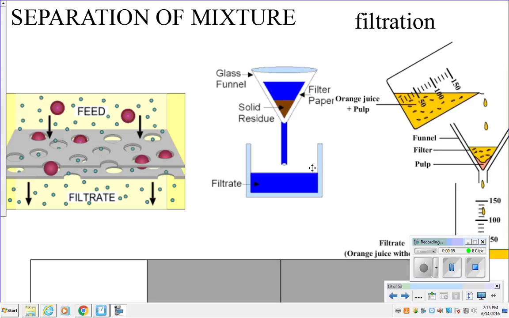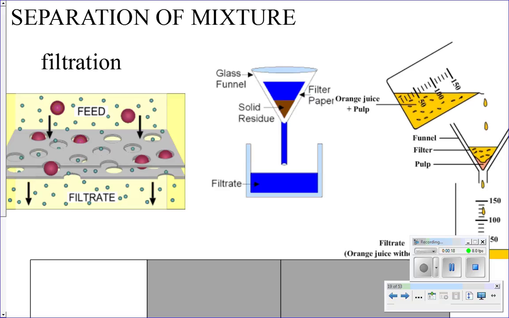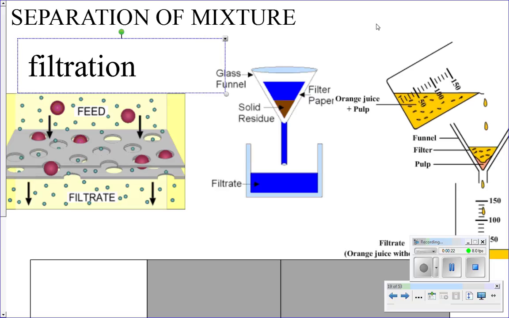Separation of a mixture can be done by several different types of physical means. It sort of depends on the type of mixture that you have. One way to separate a mixture is by something called filtration. You've definitely separated a mixture by filtration at one time or another before.